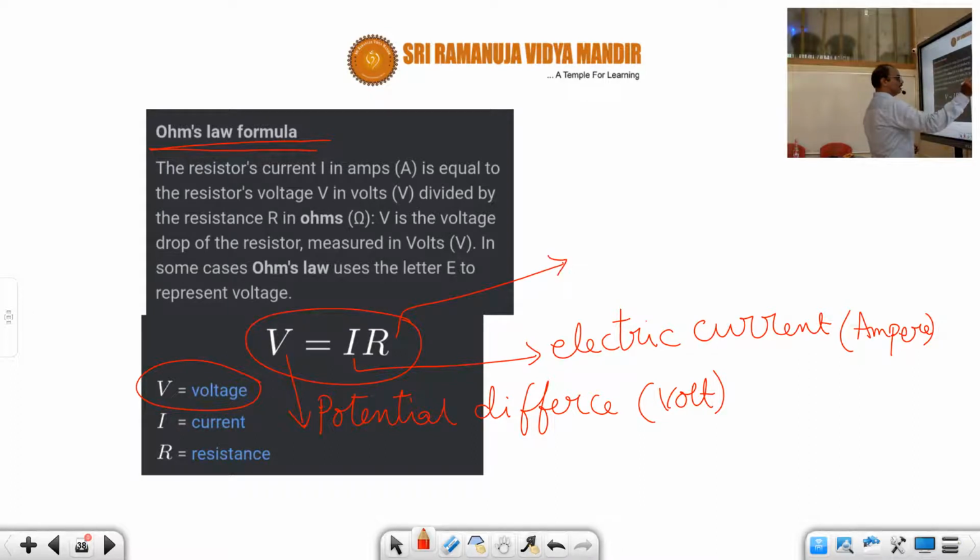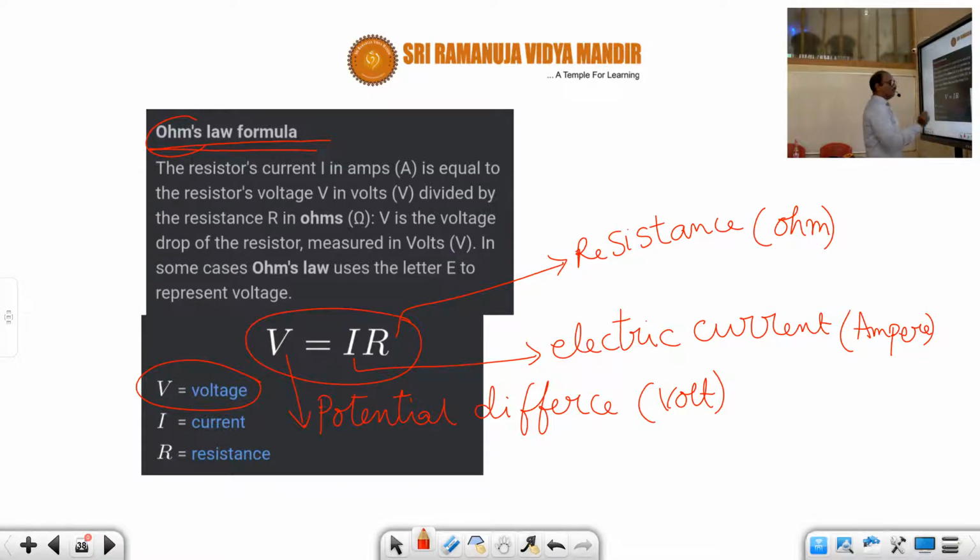And R is called resistance, and its unit is ohm. The resistance unit is ohm. So this is about Ohm's law, and this equation was given by Ohm after having done a number of experiments.